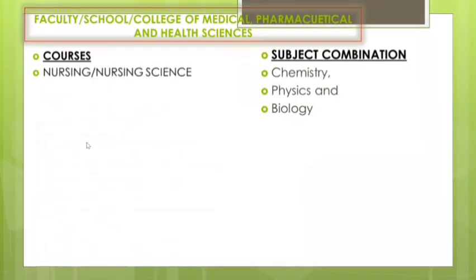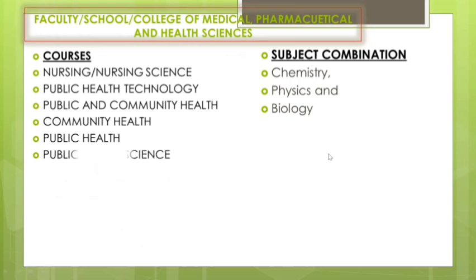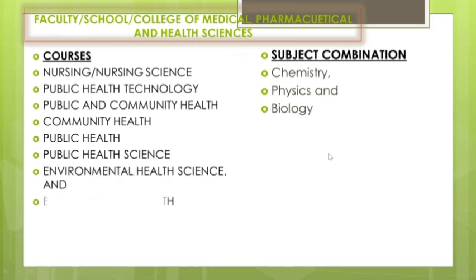For candidates applying for nursing or nursing science, public health technology, public and community health, community health, public health science, environmental health science, and environmental health. These are your JAMB subject combination.